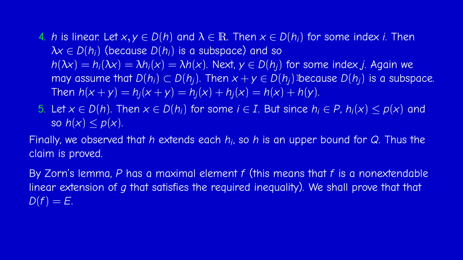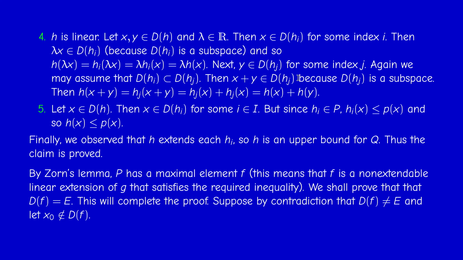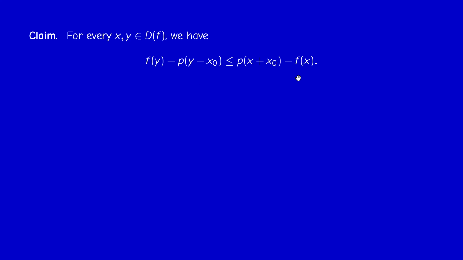So we reason by contradiction. Suppose that D_F is not the whole space. So D_F is strictly contained in E. Therefore, we can find an element x0 in E which is not in the domain of F. Now we'll get a contradiction.